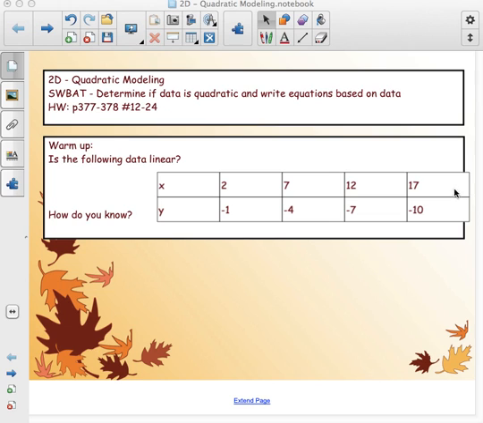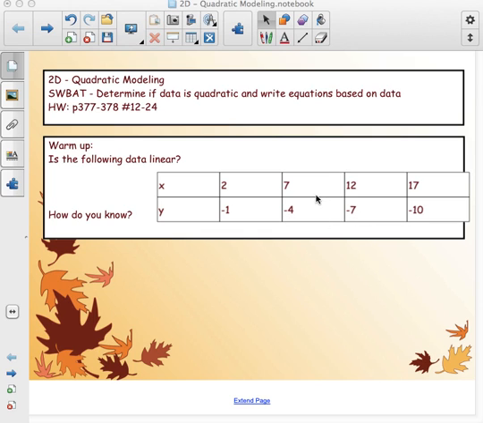So, first of all, my warm up question. Here I have a table of data, and I want you to decide, is the following data linear? And I want you to pause the video and take a second to think about that. So, hopefully, you have decided that the data is in fact linear.